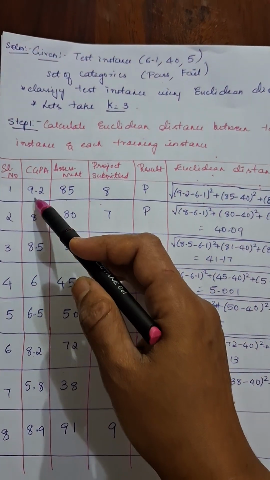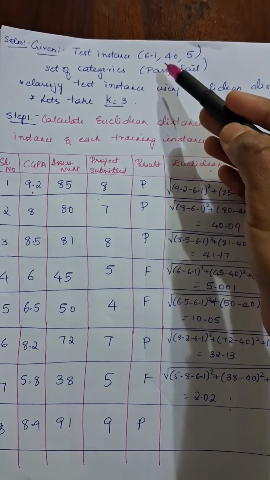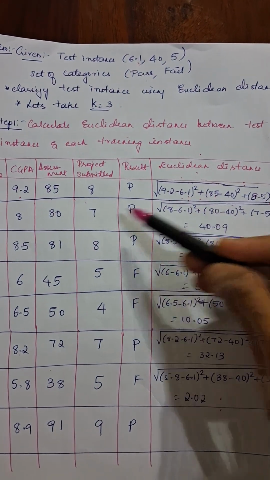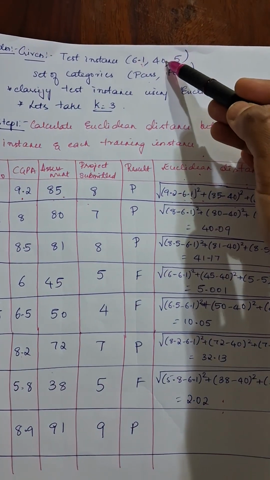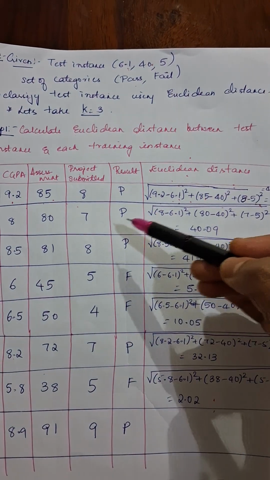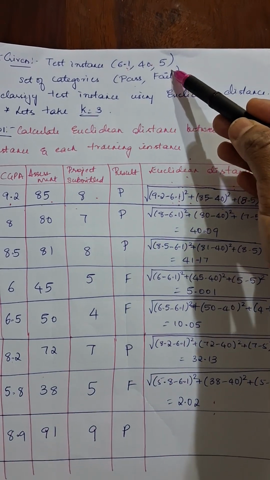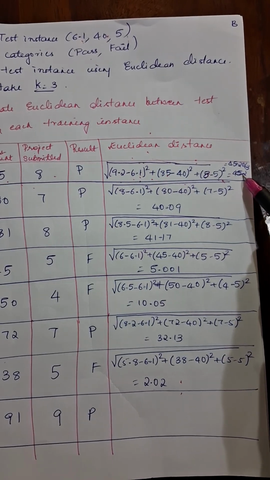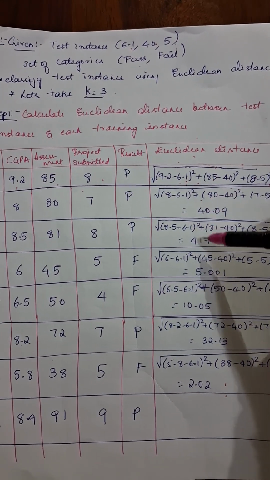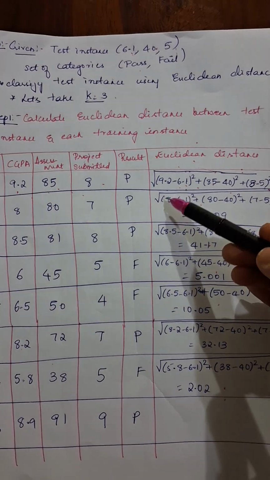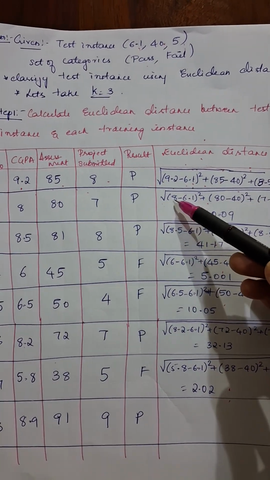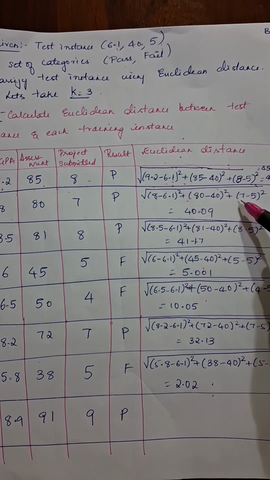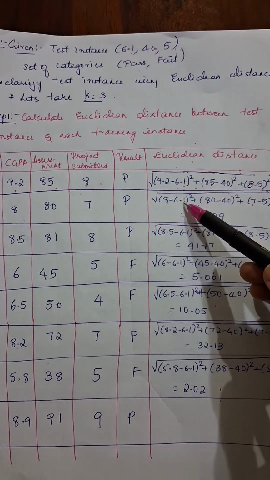Square root of 9.2 minus the test instance 6.1 whole square, plus 85 minus the test instance value 40 whole square, plus 8 minus 5 whole square. So the value I am getting here is 45.2063. Similarly, repeat this for all the training instances. Again, you can observe here, 8 is the first CGPA, 80 is the assessment mark, 7 is the project submitted marks. The rest of the things will remain the same.